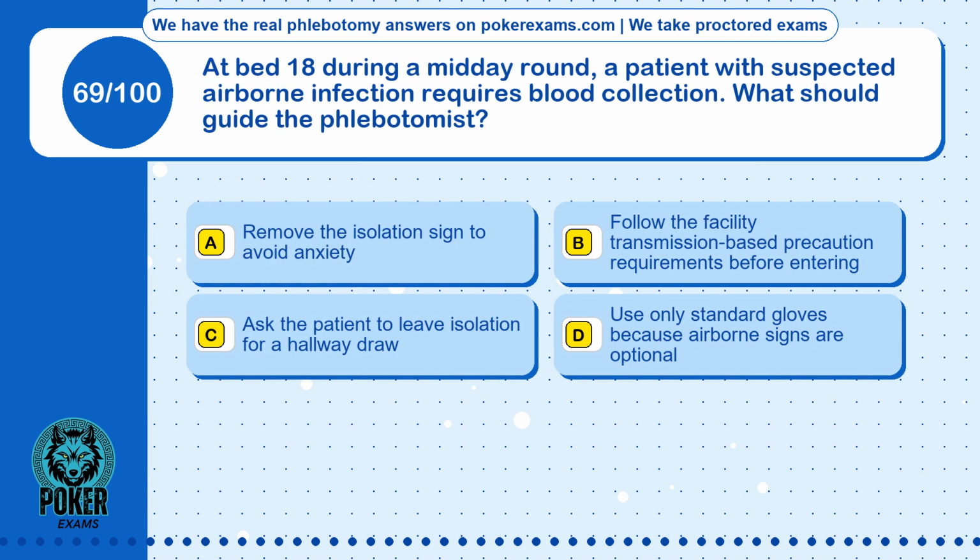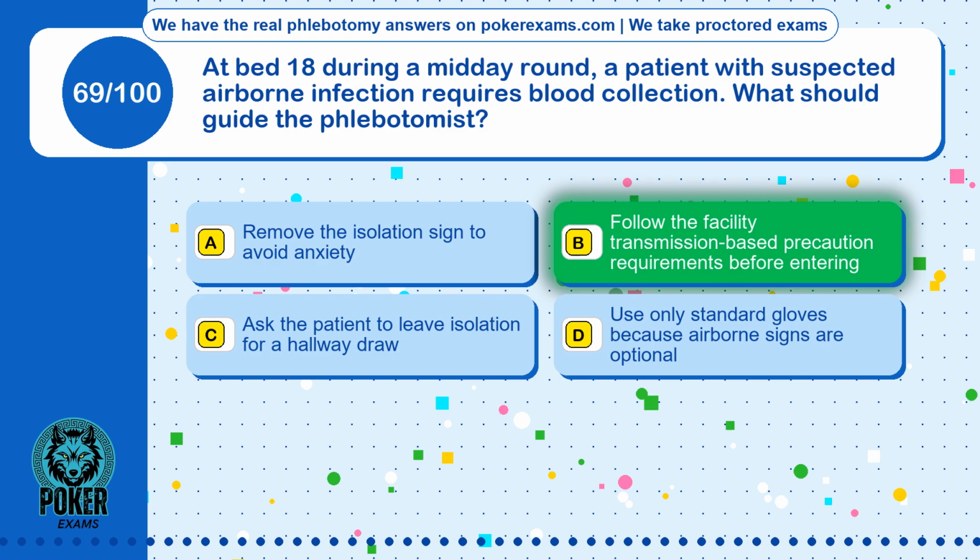Question 69. At bed 18 during a midday round, a patient with suspected airborne infection requires blood collection. What should guide the phlebotomist? Option A. Remove the isolation sign to avoid anxiety. Option B. Follow the facility transmission-based precaution requirements before entering. Option C. Ask the patient to leave isolation for a hallway draw. Option D. Use only standard gloves because airborne signs are optional.